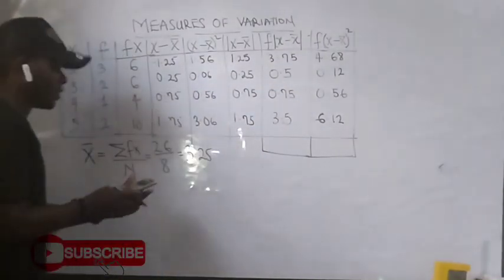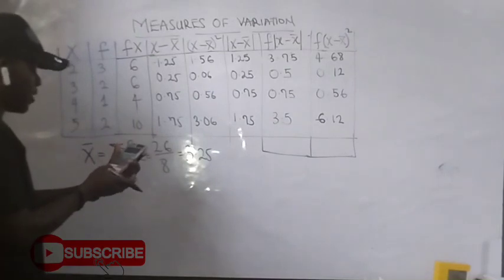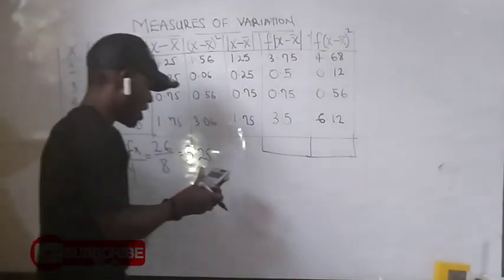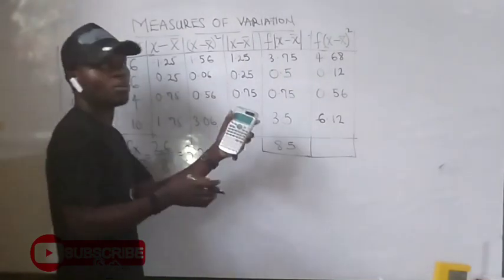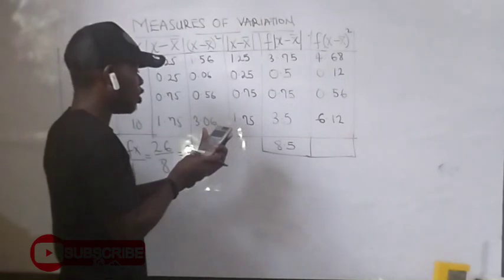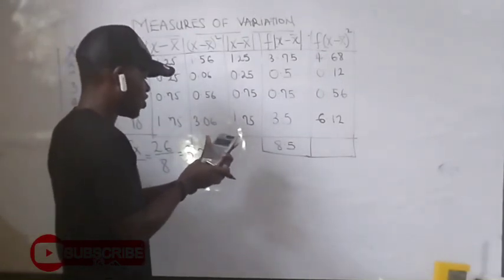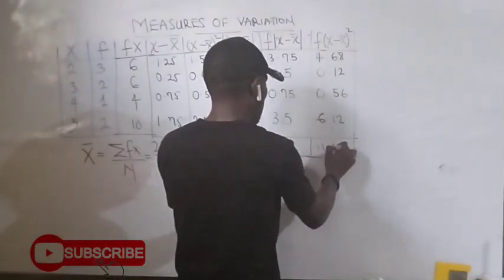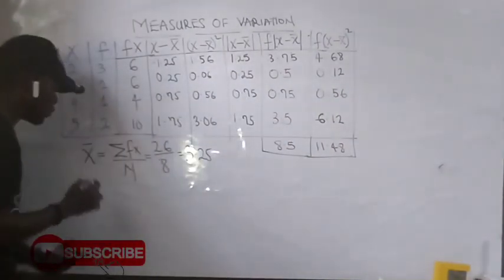So I need to find the sum total of this column and the sum total of this column, and I'm just fine. When I find the sum total of 3.75 plus 0.5 plus 0.75 plus 3.5, I have it to be 8.5. Adding up the next column, 4.68 plus 0.12 plus 0.56 plus 6.12, I'll be having 11.48.